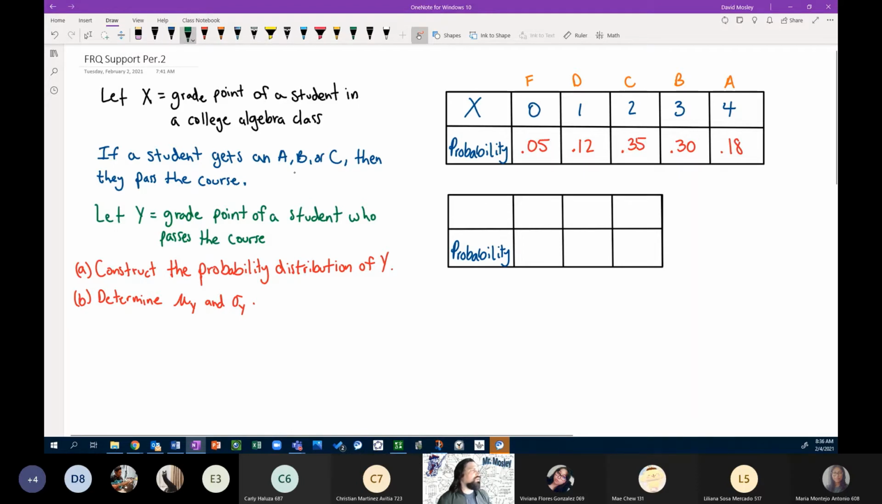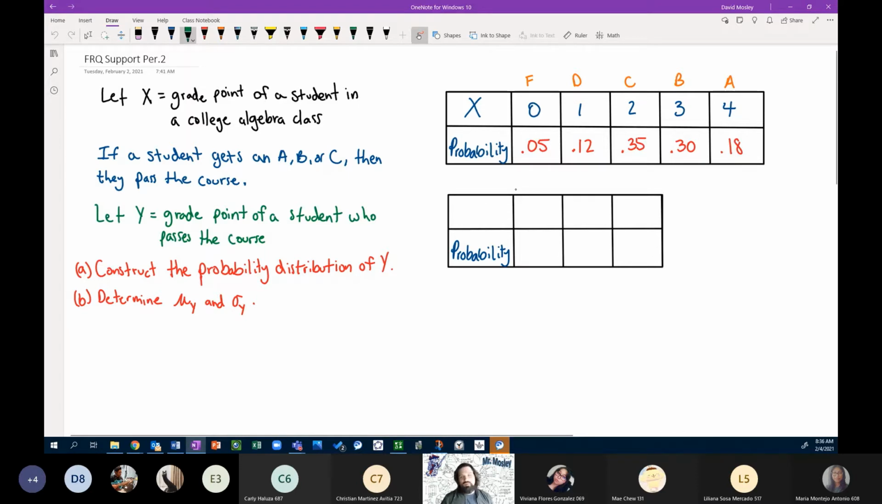All right. So in this case, we have a different context than the one in your assessment. We're going to let X equal a grade point of a student in a college algebra class. And so we have the probability distribution for X over here to the right.